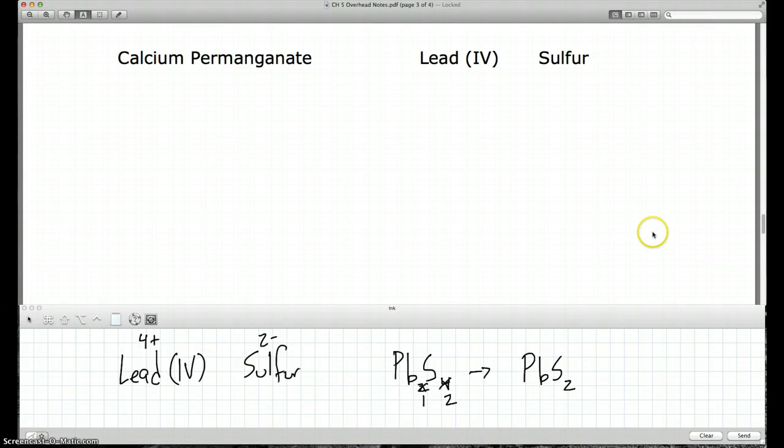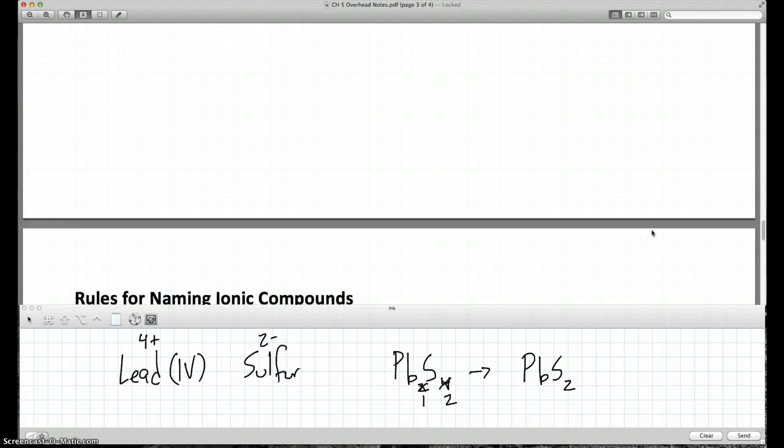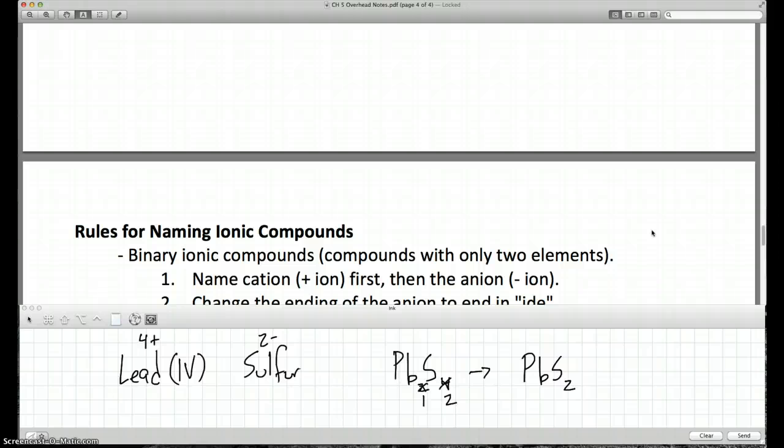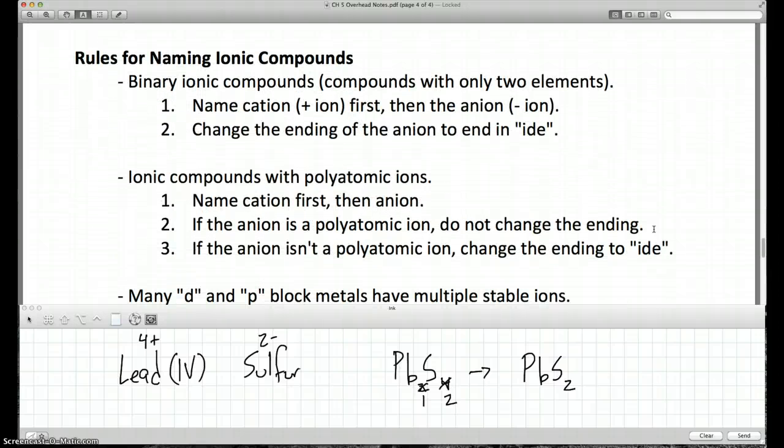So hopefully that is making sense. You'll have some practice in the practice quiz doing that. There's a practice quiz on formulas, and then there's a practice quiz on naming, which is the next part of our notes here.